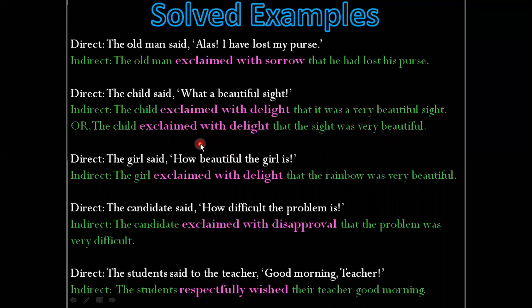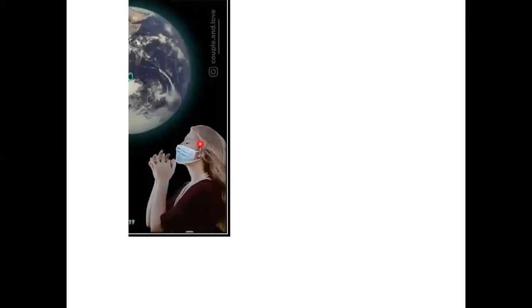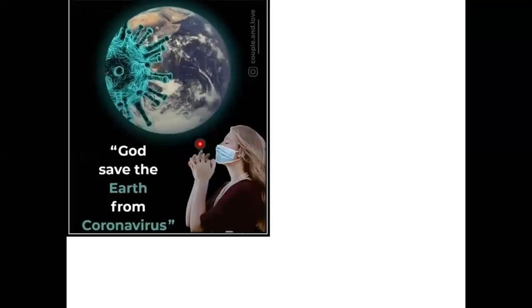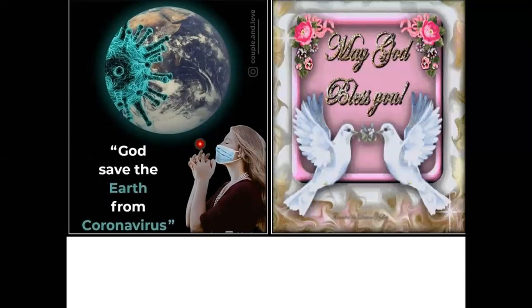Here you can see the example in front of yourselves. Okay, now let us go to the next. I hope you can see, and this is the need of the hour. Everyone is folding and putting his hands together and praying to God to save the earth from coronavirus. In the next sentence, you can see, may God bless you. It's a kind of wish, it's a kind of blessing.